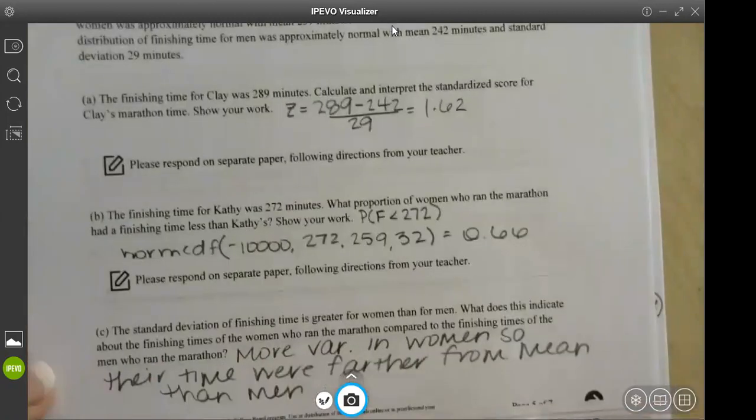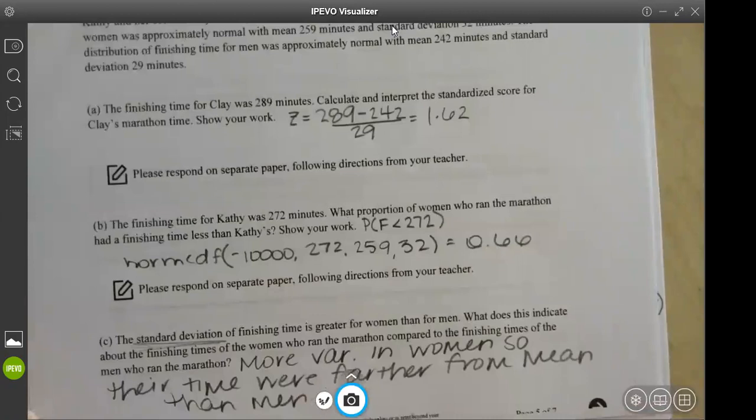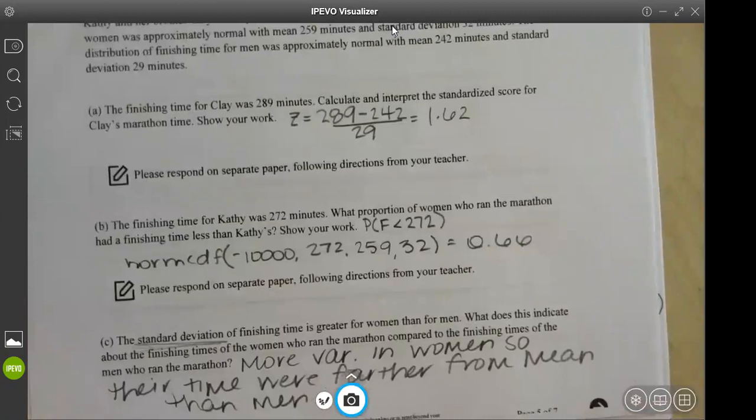And why do we talk about that? Because it said the standard deviation. We weren't talking about the means anymore. So there was more variation in the women. Their times were further from the mean. That's it. That's all they were looking for. And now we're on the last one. I told you it wouldn't take long. So very good. All right.